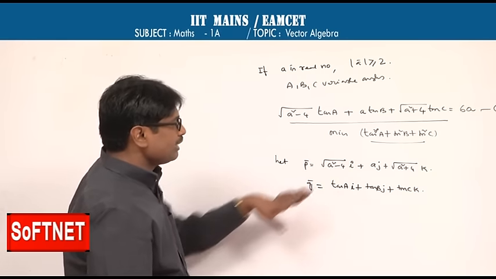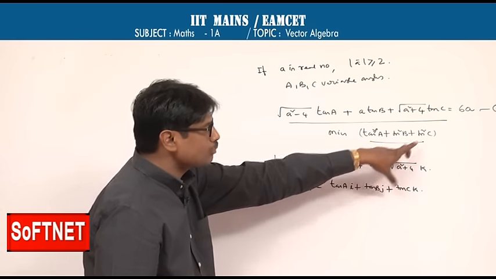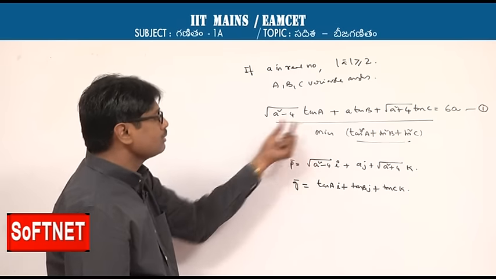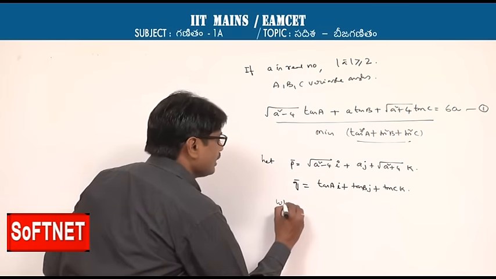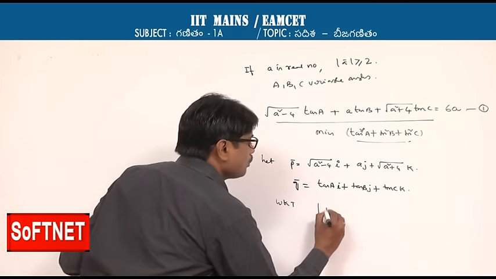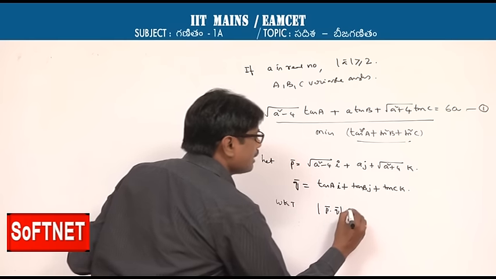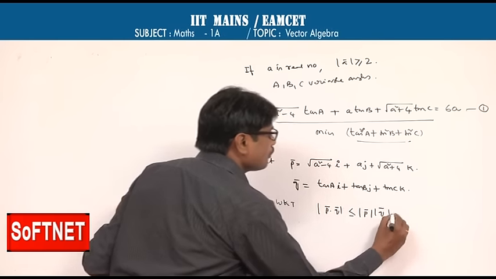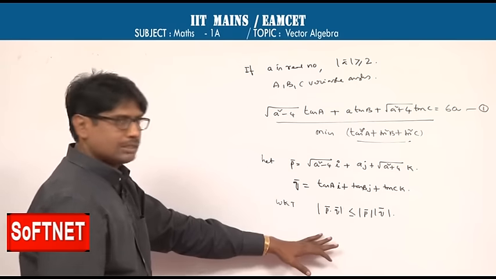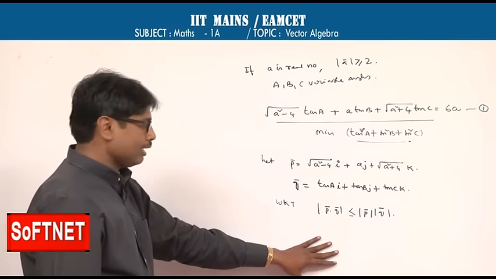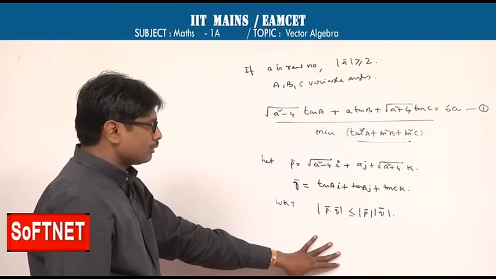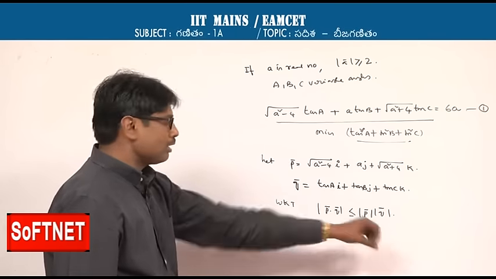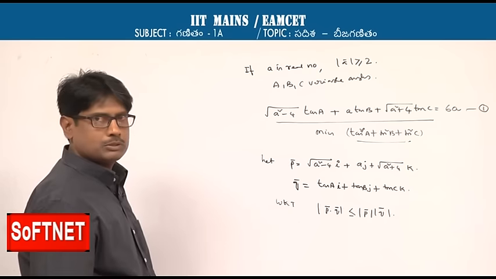Now you need to find the minimum of tan square A plus tan square B plus tan square C, provided this condition is given. Okay, so we know that magnitude of P bar dot Q bar will be less than or equal to magnitude of P bar into magnitude of Q bar. నిన్న మనం డాట్ ప్రోడక్ట్లో దీని ప్రూఫ్ గురించి మాట్లాడాం కదా. ఇప్పుడు ఈ ఐడెంటిటీలో సబ్స్టిట్యూట్ చేయండి.